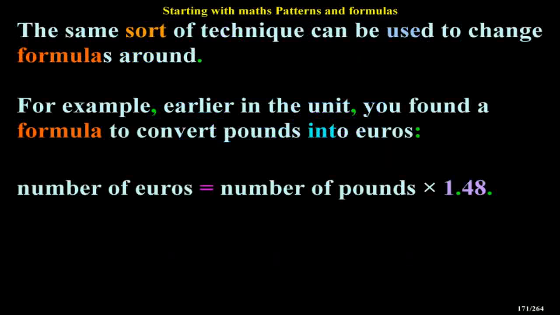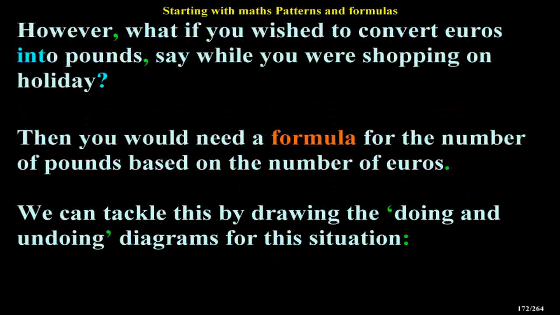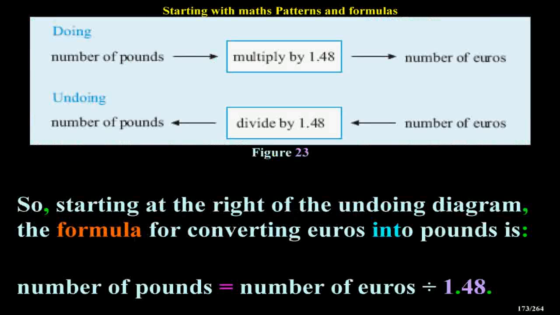For example, earlier in the unit, you found a formula to convert pounds into euros. Number of euros equals number of pounds times 1.48. However, what if you wish to convert euros into pounds, say while you were shopping on holiday? Then you would need the formula for the number of pounds based on the number of euros. We can tackle this by drawing the doing and undoing diagrams for this situation. Figure 23. So, starting at the right of the undoing diagram, the formula for converting euros into pounds is number of pounds equals number of euros divided by 1.48.